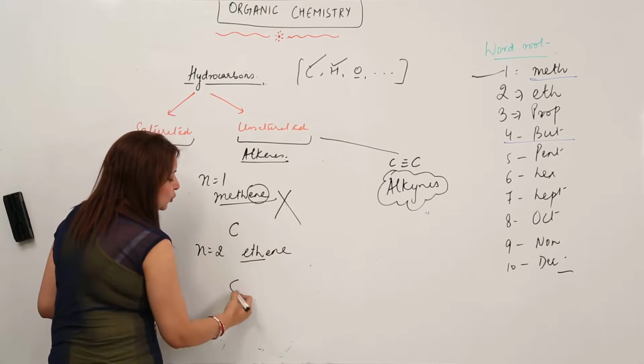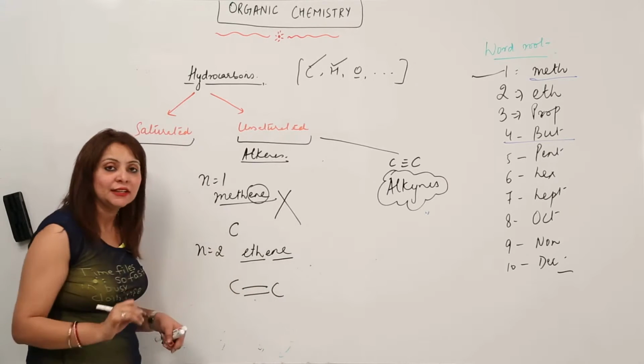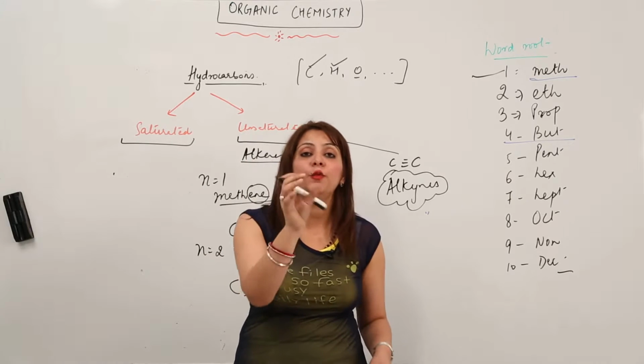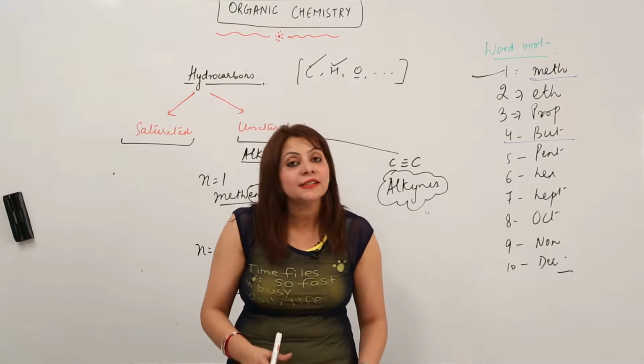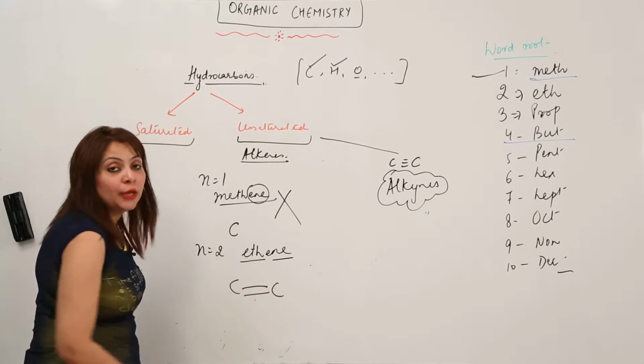So eth means 2 carbon atoms, right? Ene means double bond. So this I have done. See, everything in a word has a meaning, just break it and use it in a logical sense. So this is eth, and ene means a double bond, right?